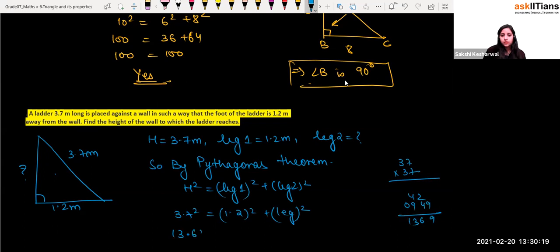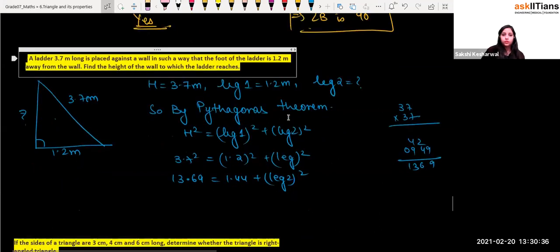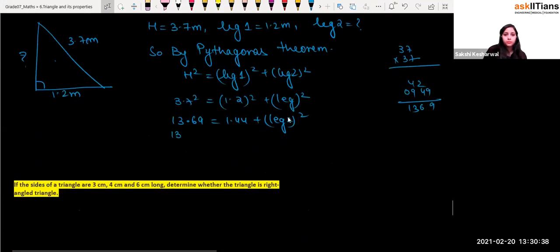13.69 is equal to 1.44 plus leg 2 square, right? So you should know, you have to find the squares and everything, so you have to be a little bit good at it. Okay, so you will be applying this. So 13.69 minus 1.44 is equal to leg 2 square. So this is equal to 12.25.